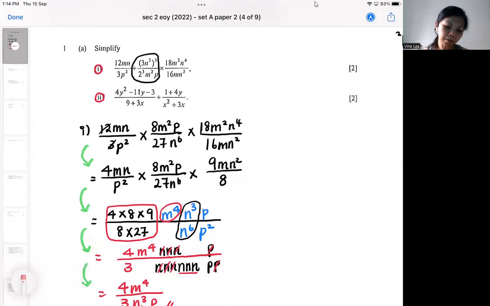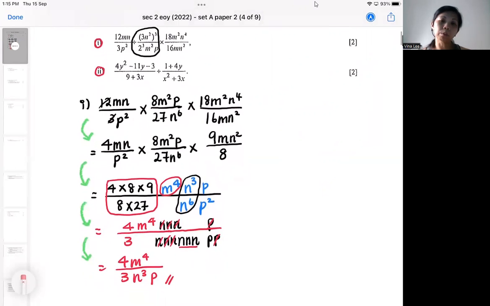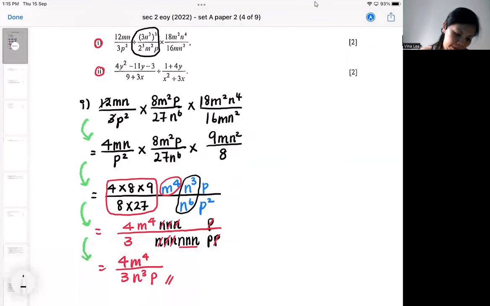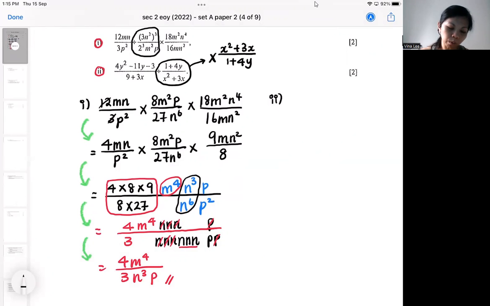So for the second one, you need to factorize, then you cancel. But in this second question, we also have a divide, which means I will be flipping. I'm going to change it to a multiplication. So if you're going to do your second part, you might want to factorize one by one first.